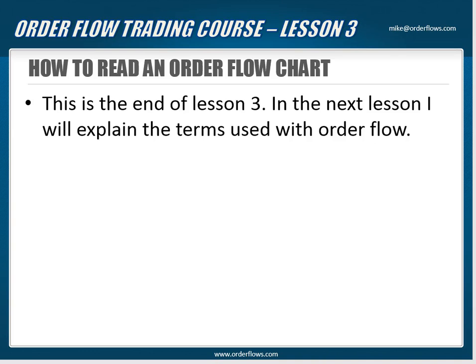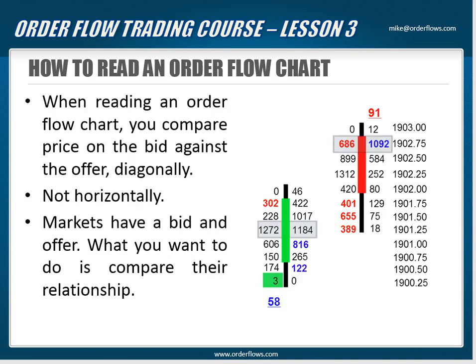But, just to go back a second here, I just want to spend a little bit more time and talk about the order flow chart. What you're looking at, right, it's a footprint chart. It's a footprint of what traded. 3 lots traded on the bid here against 122 when it was offered there. 174 against 265, 150 against 816.